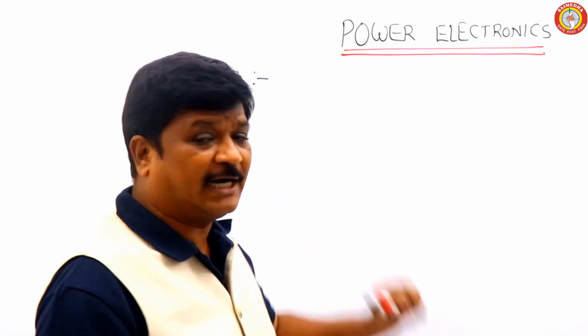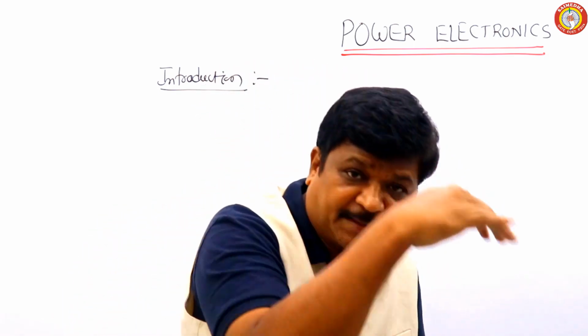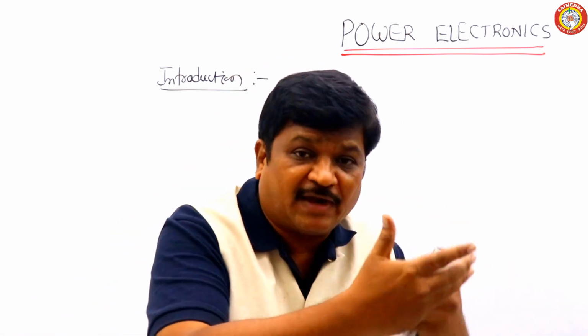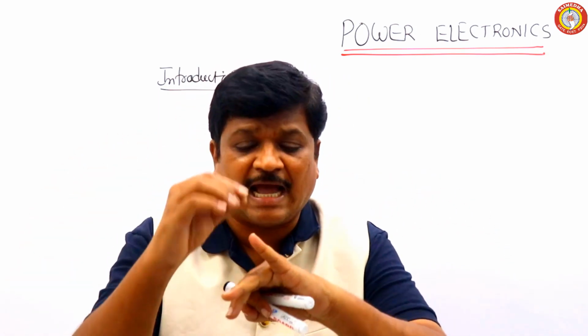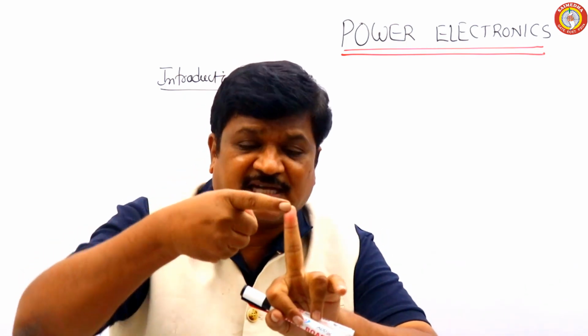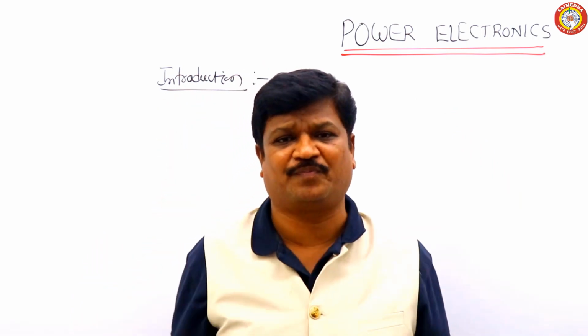Where students feel difficulty in power electronics, I will tell you in the beginning classes. Students feel difficulty because they attempt power electronics without Fourier analysis, without the application of the inductor and capacitor, and without knowing KCL and KVL equations, RMS value and average calculations. Once you have thorough knowledge of Fourier analysis, RMS and average value calculations, application of KCL and KVL, and the properties of inductor and capacitor, this subject becomes very easy for you.